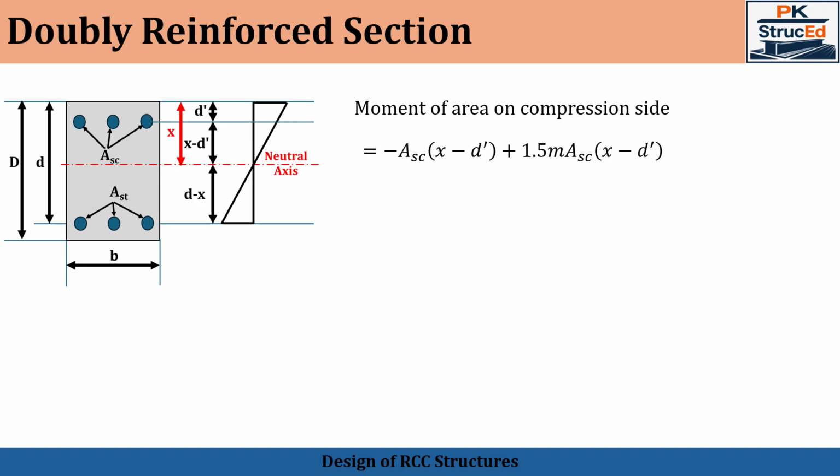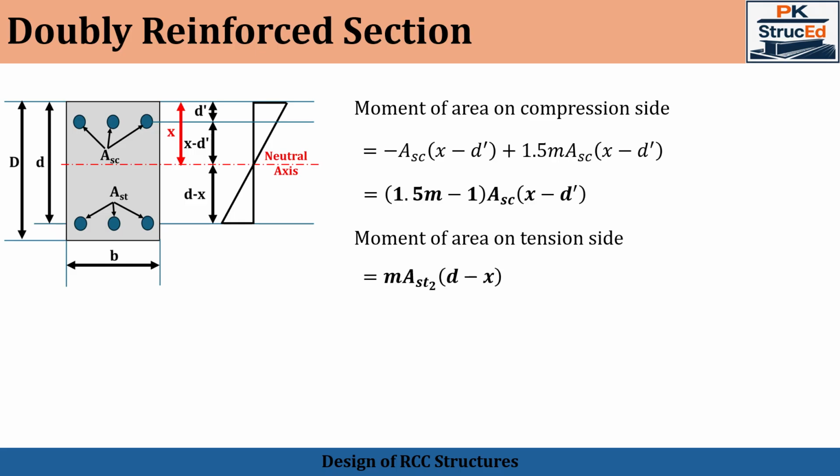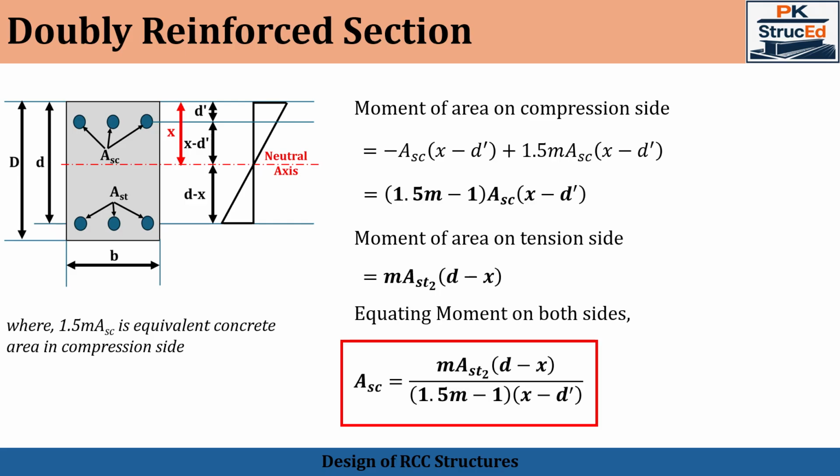So the moment of area on the compression side will be calculated using (m-1) ASC into (x minus d dash) plus 1.5 m ASC into (x minus d dash), whereas the moment of area on the tension side is m into AST into (d minus x), where (1.5m minus 1) ASC is the equivalent concrete area in the compression side. Equating moments on both sides, we get the relationship for calculating the area of steel required in the compression zone.